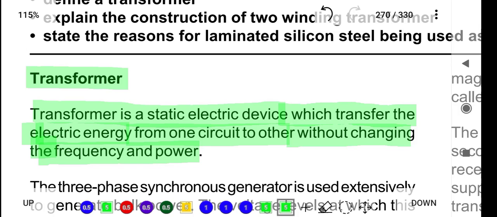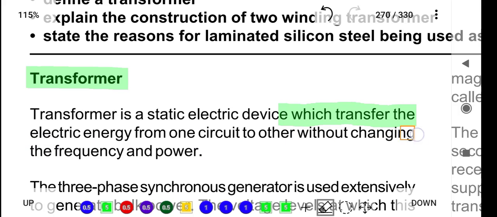You can write this down in your notebook also. If you only memorize this definition, today you will remember it, tomorrow you will forget. To remember this definition permanently, I will teach you the technique. See here, how to remember the transformer definition.